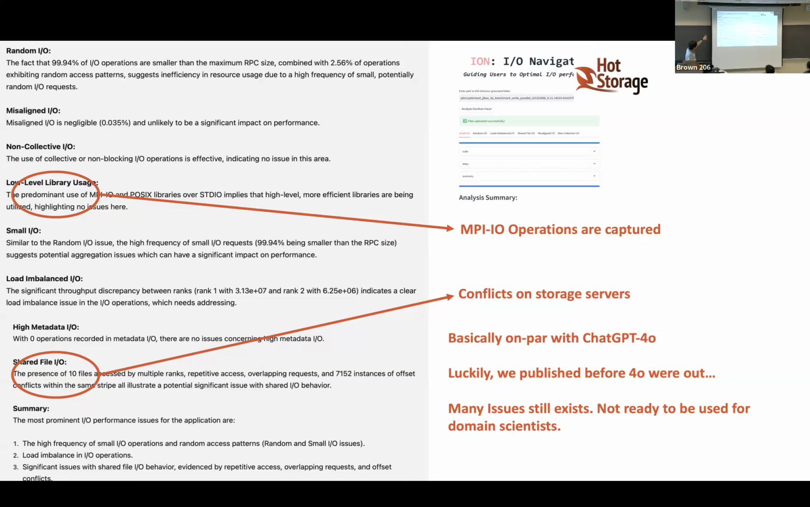It's able to capture different layers of I/O operations, able to tell the shared file I/O, which is the imbalance issues across the storage server. So two things are captured here.